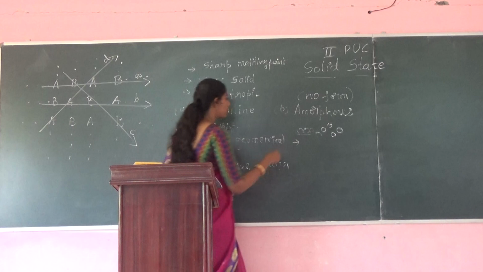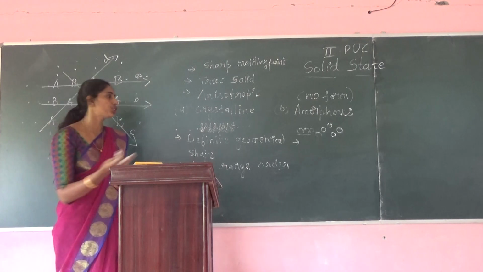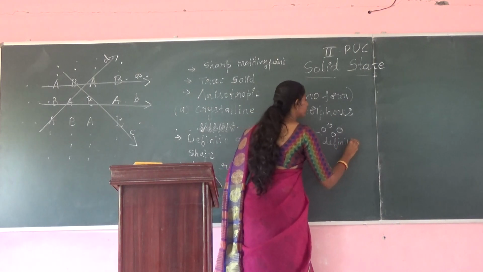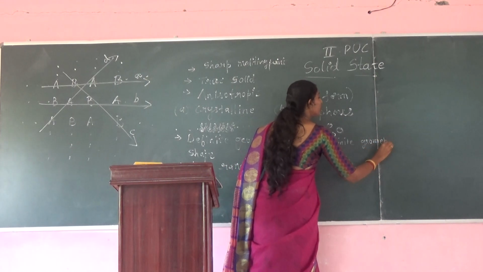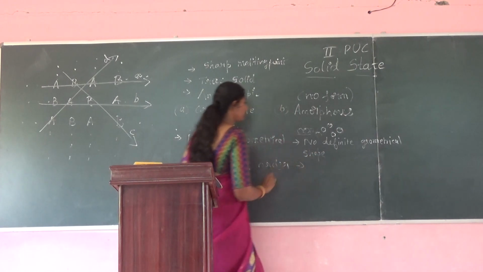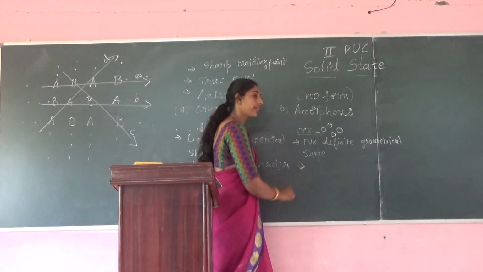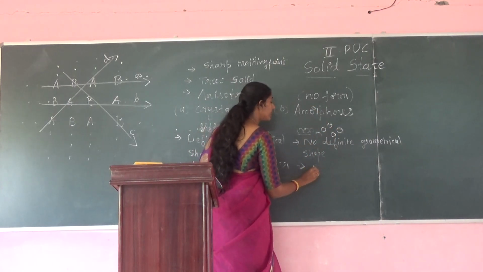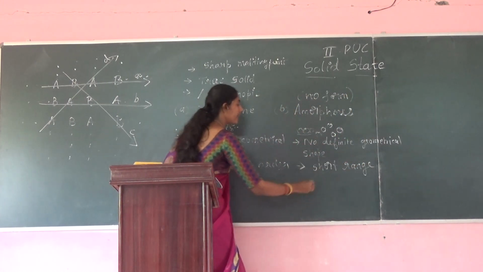In case of the amorphous solid, we write the first reference. Here the particles don't have a definite geometrical shape. There is no definite geometrical shape. And in case of the amorphous solid, it doesn't have long range order. Only to a short distance we can observe the repetition of the particles. Therefore, it has short range order.